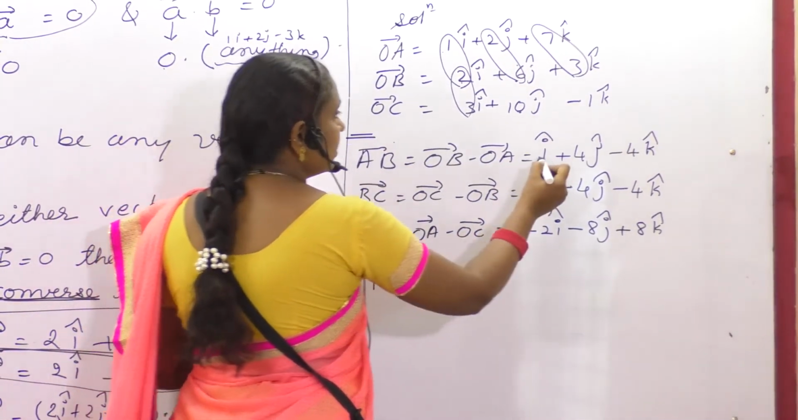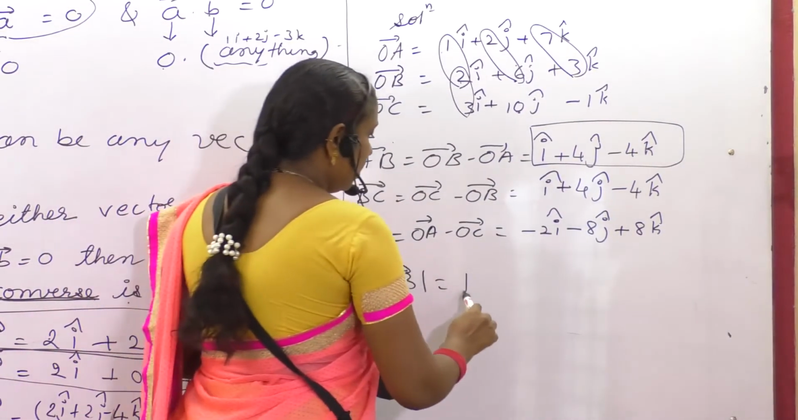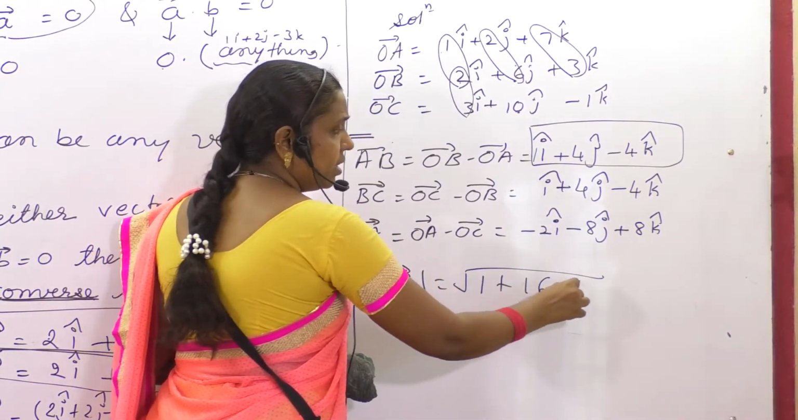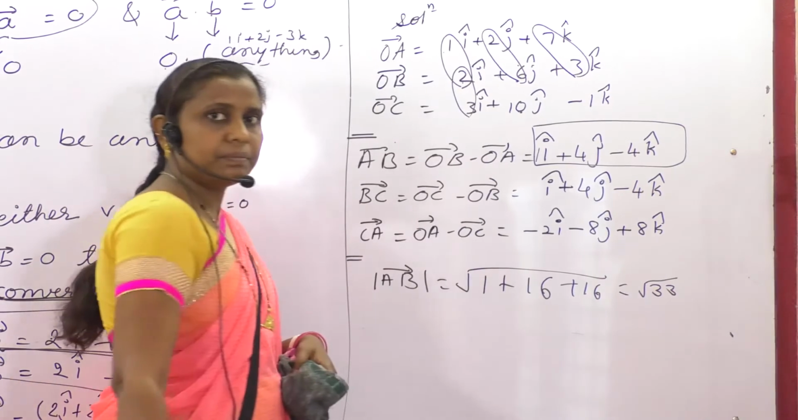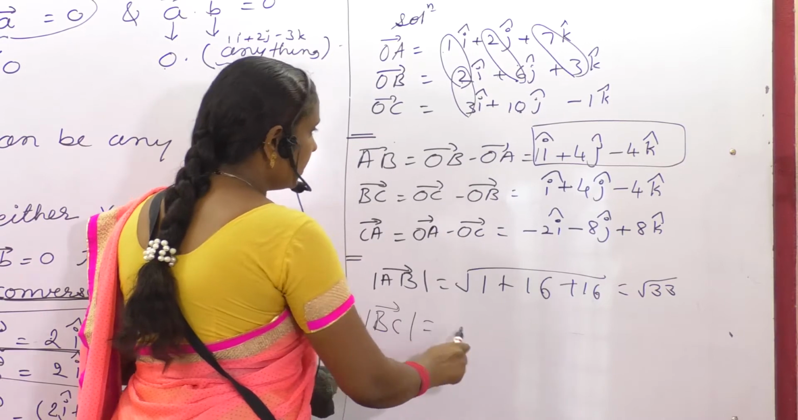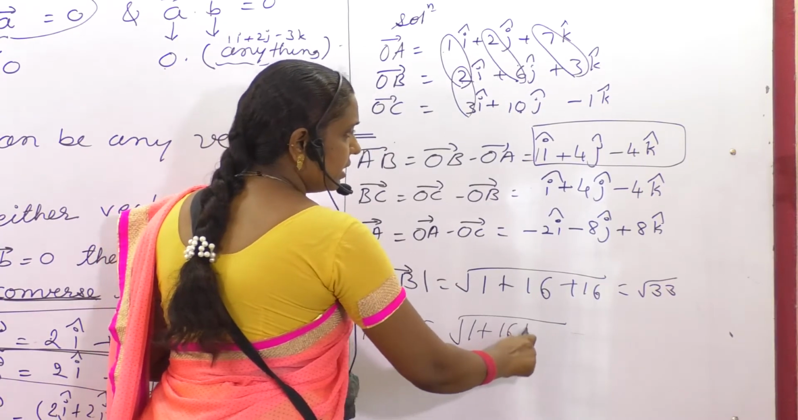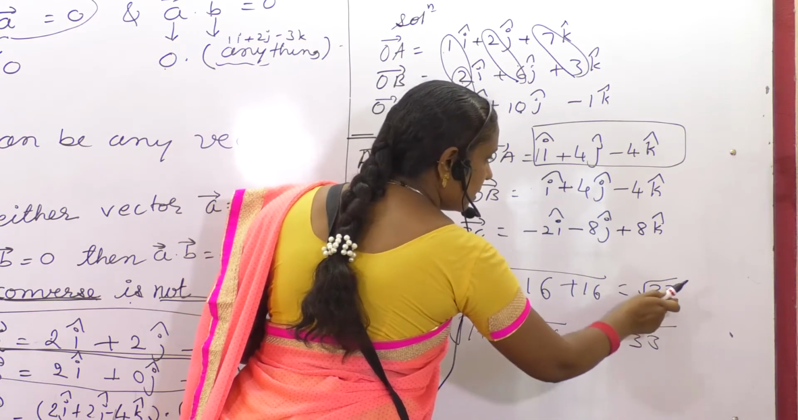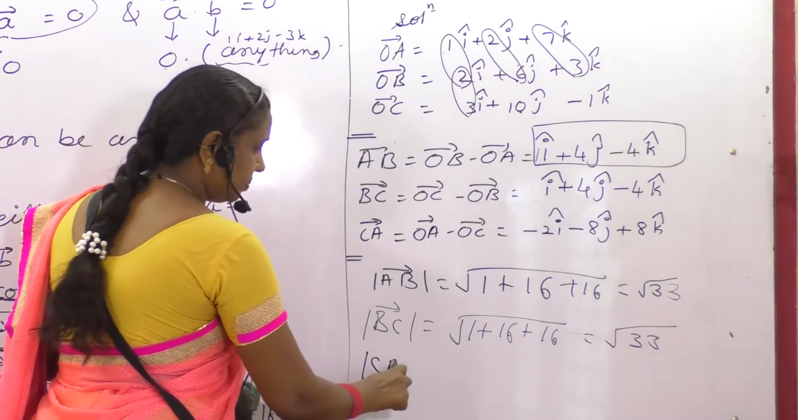AB. AB is this thing. Okay. Magnitude: root of 1 square is 1, 4 square is 16, 4 square is 16, root 33. Next, mod BC, magnitude, length BC: 1 square is 1, 4 square is 16, minus 4 square is 16, this is also root 33.